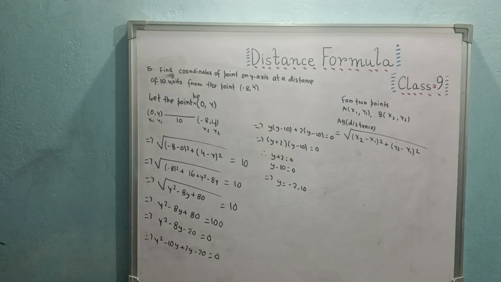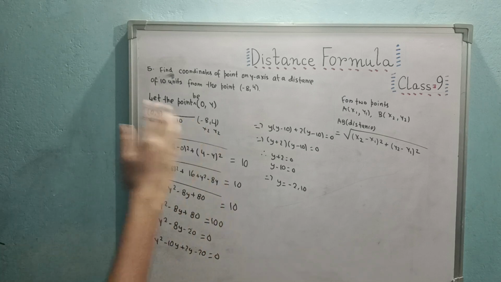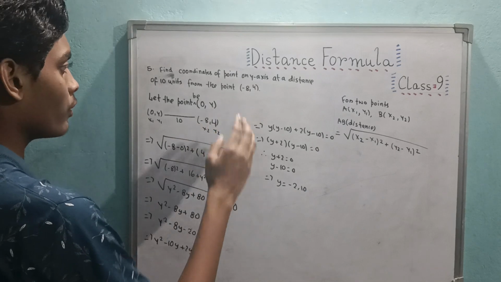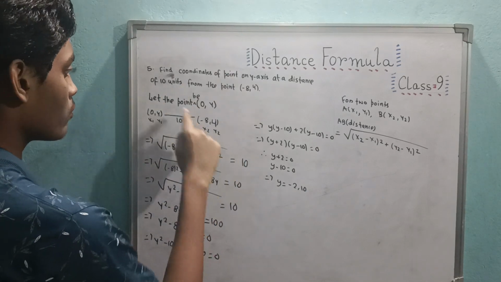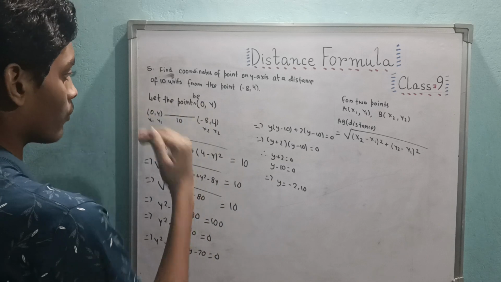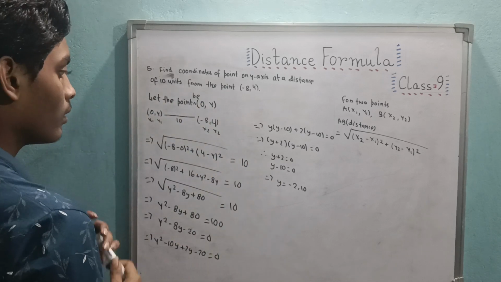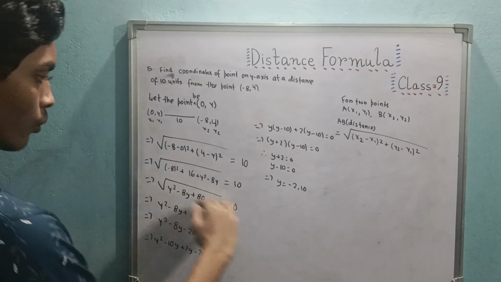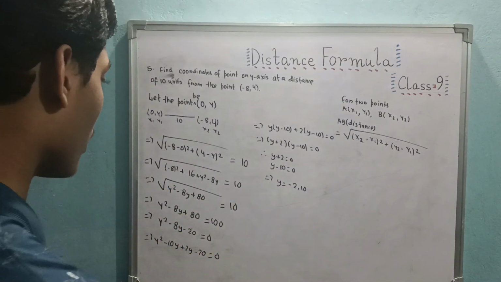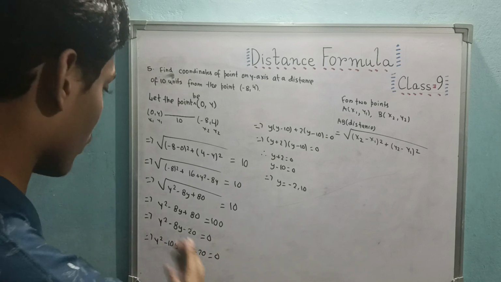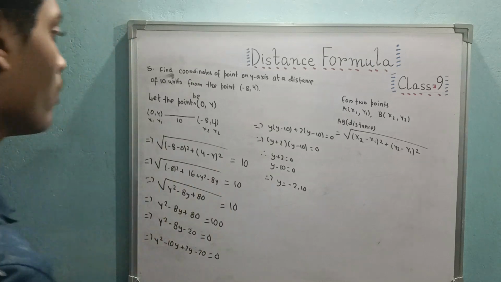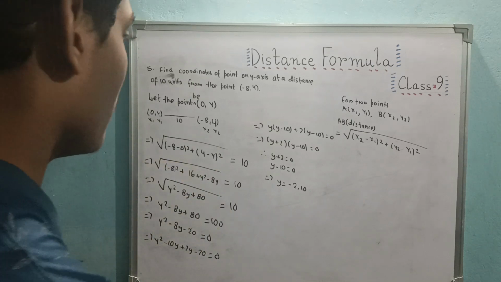So how did we get that? First of all, the point was on the y-axis, so the abscissa was 0. So it was 0 comma y. The distance between 0 comma y and minus 8 comma 4 is given as 10 units, so root of (x2 minus x1) whole square plus (y2 minus y1) whole square equal to 10. Then calculate this. After calculating and squaring, you get y square minus 8y plus 80 equal to 100. A quadratic equation is on your screen. Then you solve that and get two values for y, which are minus 2 and 10.